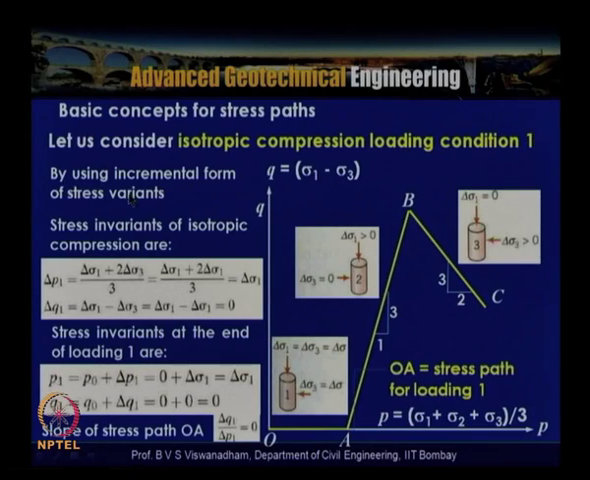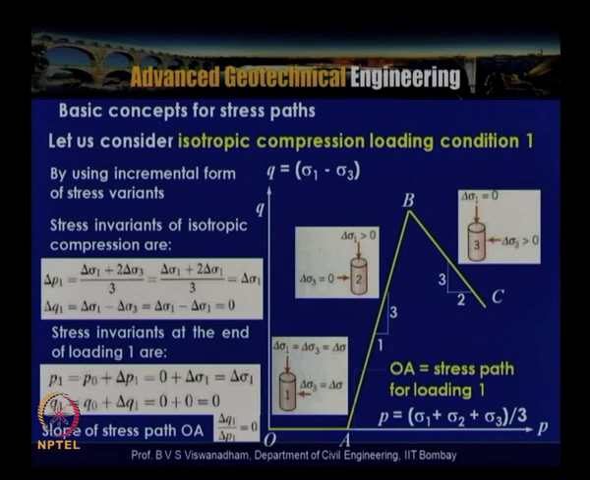Using the incremental form of the stress invariants for isotropic compression, delta p1, the incremental increase in p, is equal to delta sigma 1 plus 2 delta sigma 3 by 3, because delta sigma 2 is equal to delta sigma 3. Because delta sigma 3 is equal to delta sigma 1, we put it in terms of delta sigma 1, so delta sigma 1 plus 2 delta sigma 1 by 3 simplifies to delta sigma 1. And delta q1 is equal to delta sigma 1 minus delta sigma 3, which is delta sigma 1 minus delta sigma 1, so it is 0.